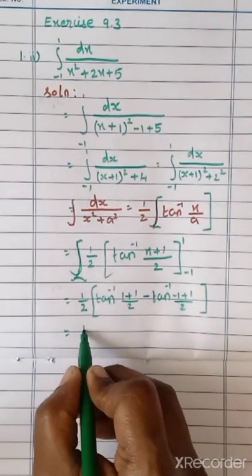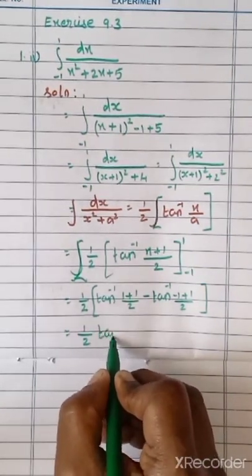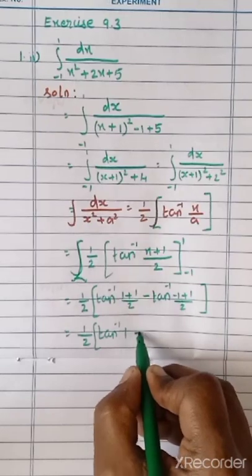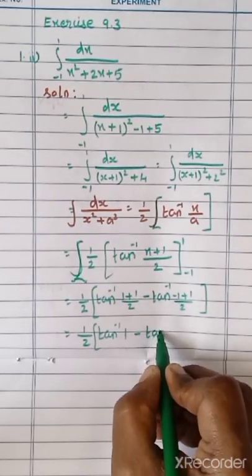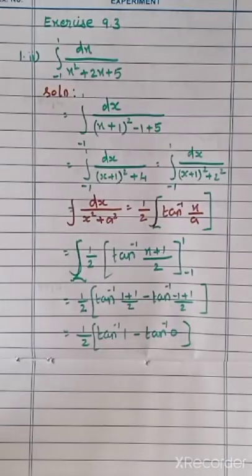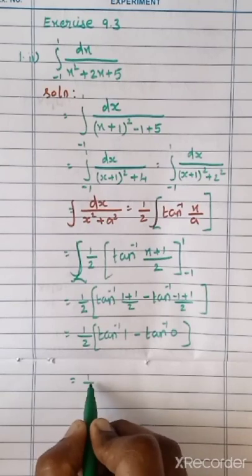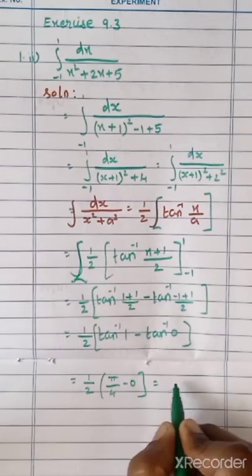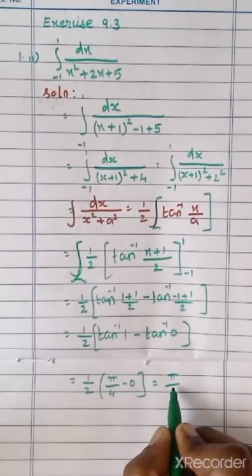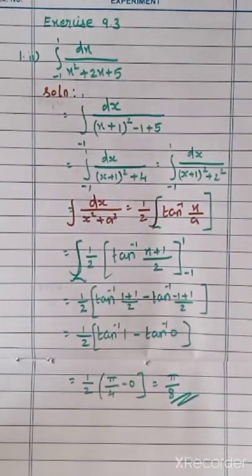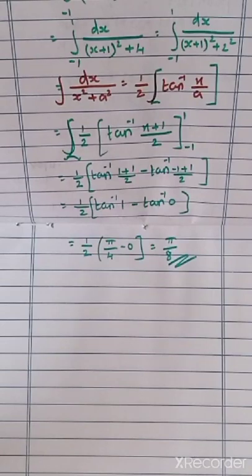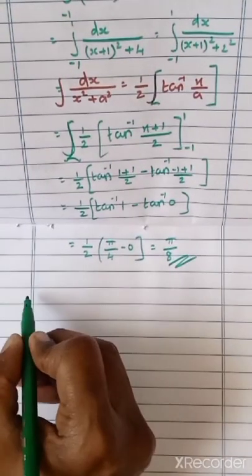Next, this is equal to 1 by 2 tan inverse of 1 plus 1 by 2, the 2 cancels, so you will get tan inverse of 1 minus tan inverse of 0. Now, when will you get the value as 1? When it is pi by 4. So this will become 1 by 2 of pi by 4 minus 0. If we multiply by the 2, we will get pi by 8. So pi by 8 is your final answer. Is that clear? So we are just evaluating. That's all. Now, the third subdivision.